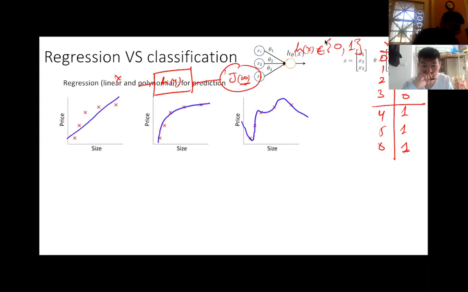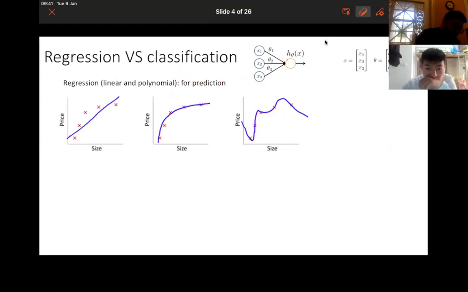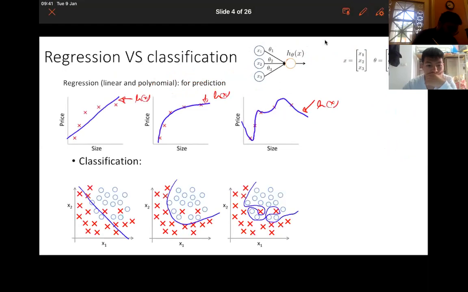Okay, so let's see how this is different from the regression problem. In a regression problem, you had some data and you want to fit a line to it. So this is your h of x. Yeah, it's a continuous function. In a classification problem, this is your decision boundary.